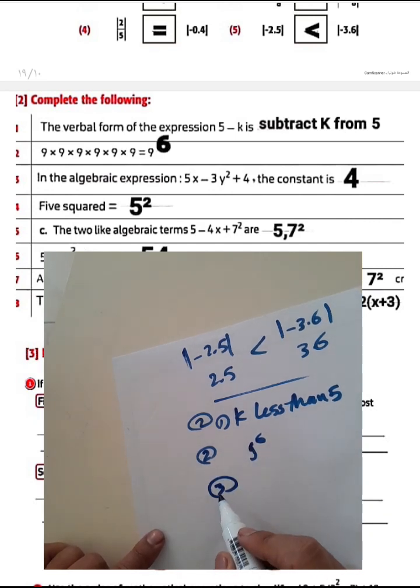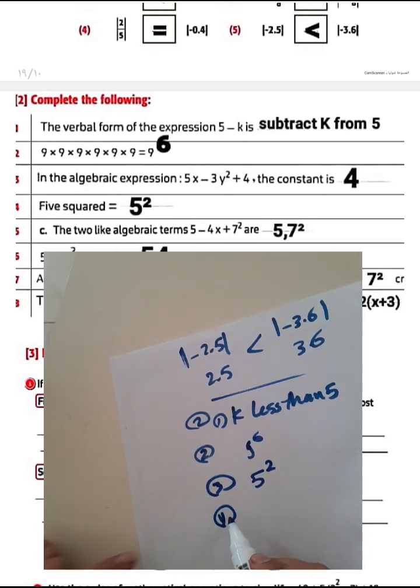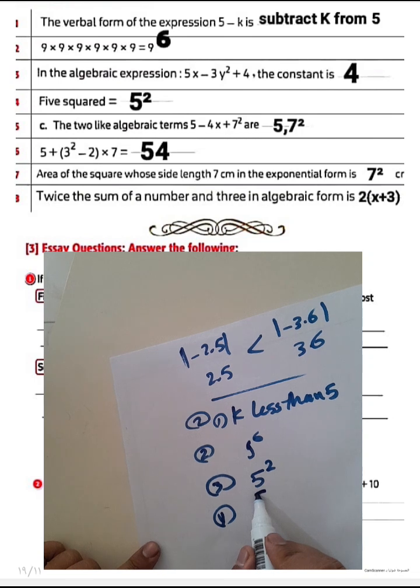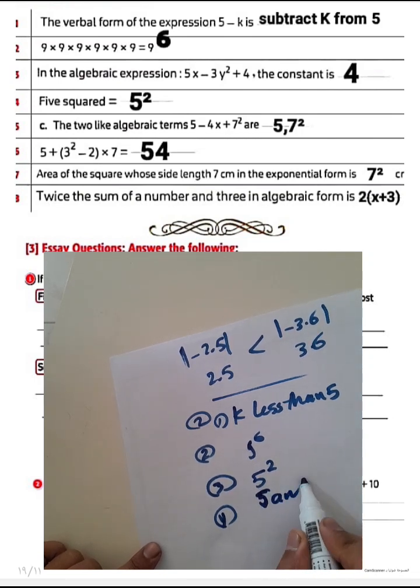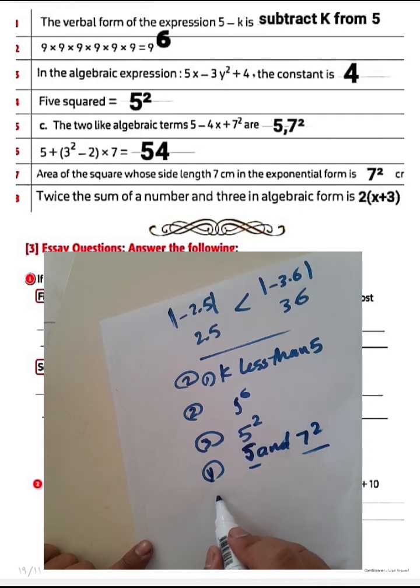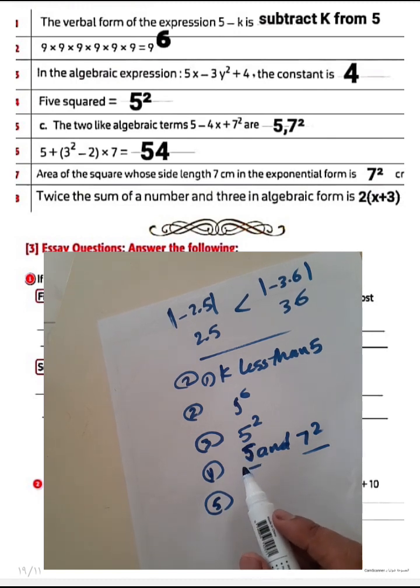Question 3. 5 squared, it will be 5 power 2. The two like terms here: 5 subtract 4x plus 7 power 2, it will be 5 and 7 power 2. Question number 5. Okay, 5 squared, it will be 5 power 2. Next question here.